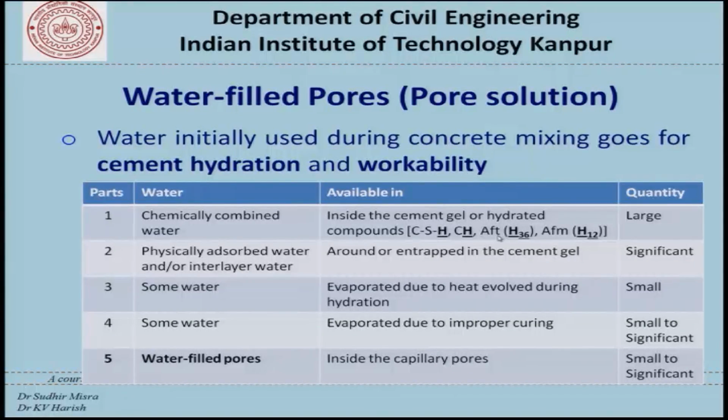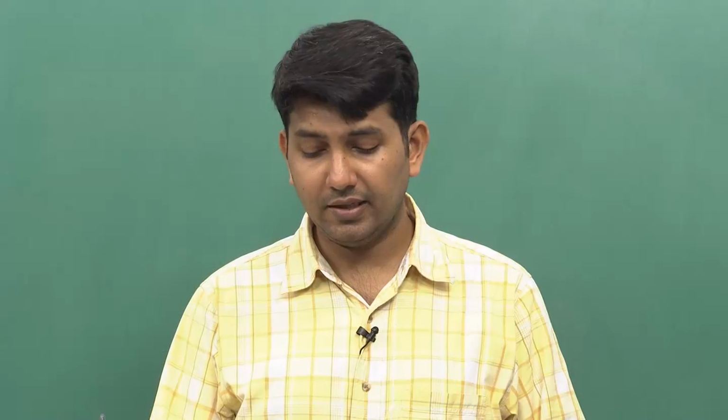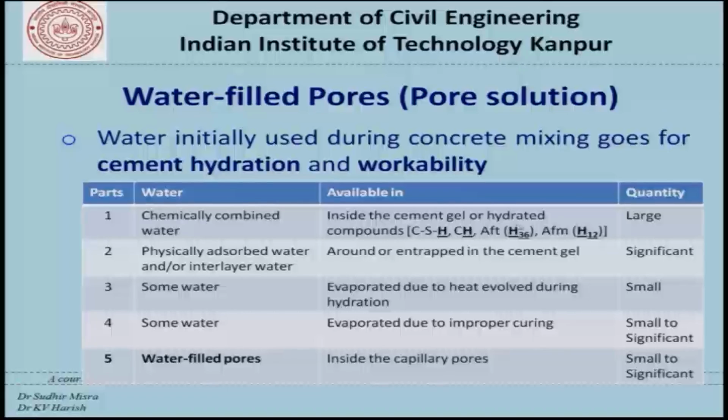AFt, and recall what is the formula for AFt or ettringite. You see that there are 36 hydrogen atoms bonded to it. So, this chemically combined water is also a part of this, and also you have it in AFm, monosulfoaluminate, where, recall the formula, you have H12. Okay. So, chemically combined water basically refers to the water associated with the hydrated compounds.